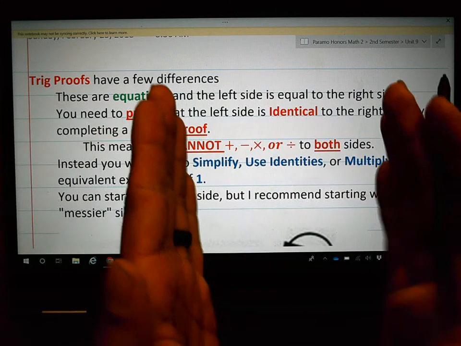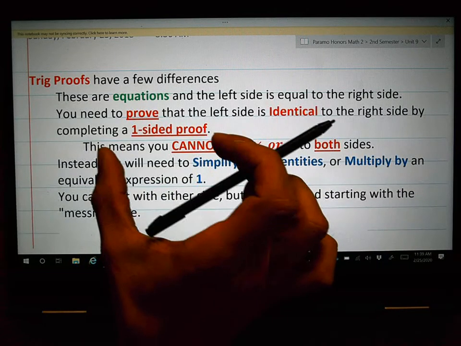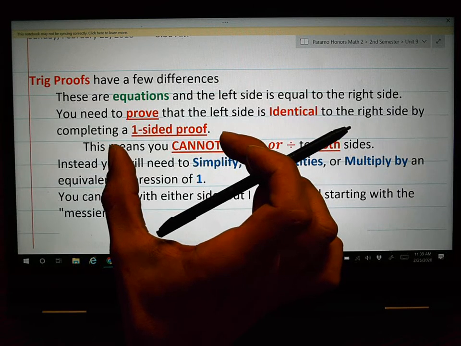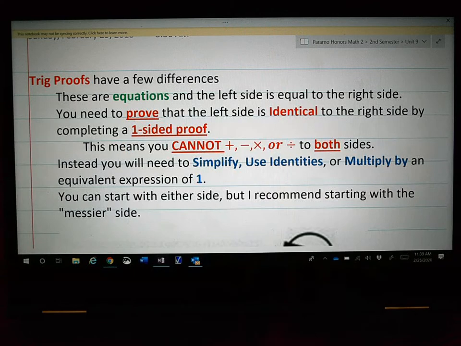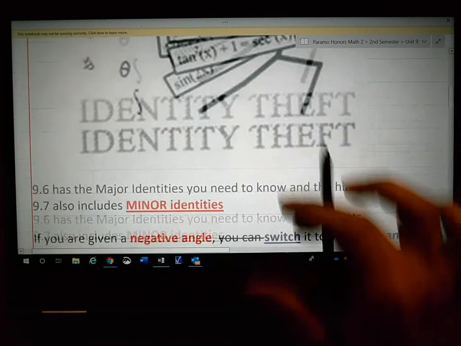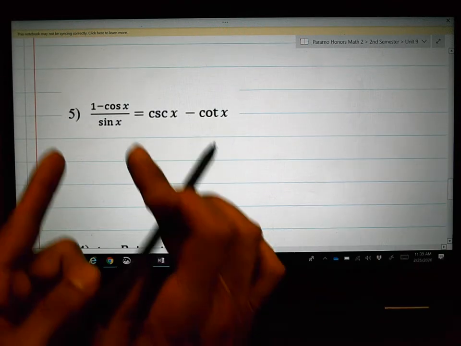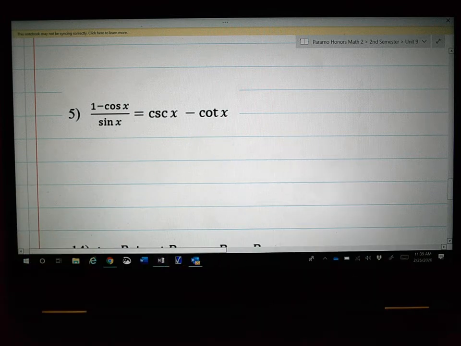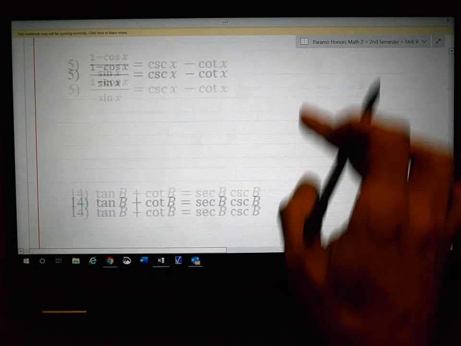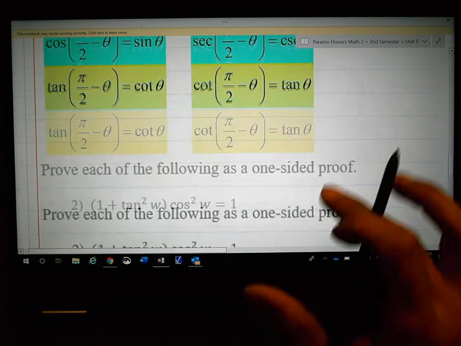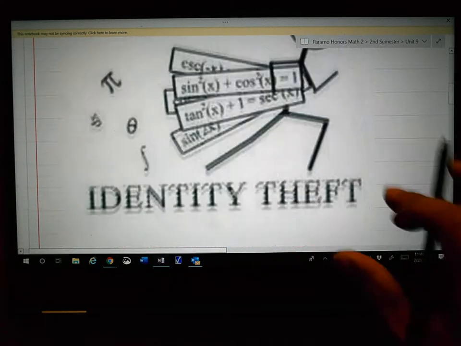If you're working a one-sided proof, what it means by its title is you are only allowed to work one side of the equal sign. And you're supposed to turn that thing into the other side. Meaning, you're going to turn this into 1. Or, you're going to turn this into cosecant of x minus cotangent of x. Or you're going to turn this side into that. You will not do both sides. You are only going to work one side and turn it into the other. That's what we're going to be doing. That's the main idea of this last section.